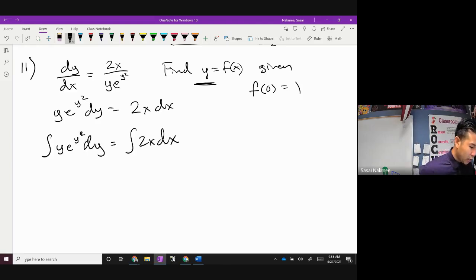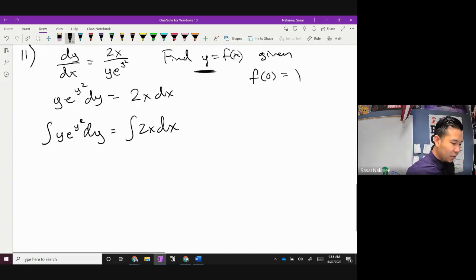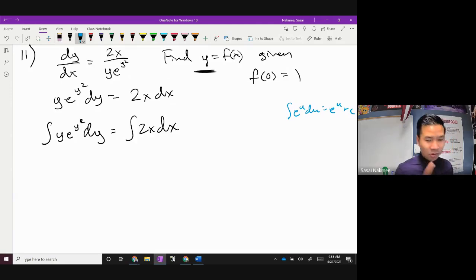Right here, and we're going to go ahead and integrate these two. Now, integrating your function on the left, it's going to require some u substitution, because this is not as clean as it could be. You know the integral of e to the u du is just equal to e to the u plus c. That's all well and good, but that's y squared right there, so I need to replace that with u.